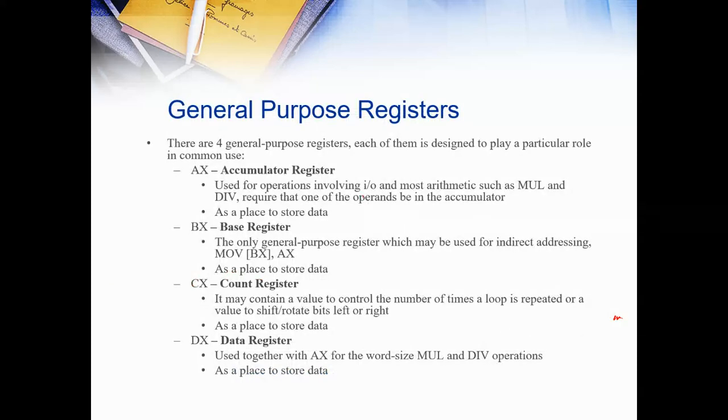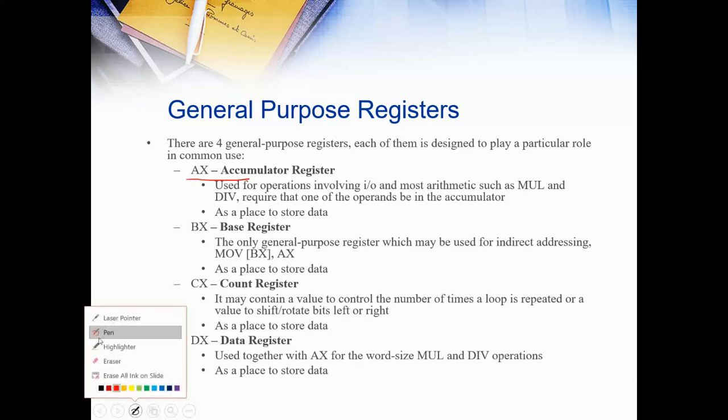Alright, so this is the general purpose register. There is mention about the AX. AX ni apa? AX ni accumulator register. So bila kita pakai accumulator register, nama dia pun accumulator register, normally it is used for any operation involving input output and most arithmetic operations lah. We have a base register, normally the only general purpose register we may use for indirect addressing, so that's why we use a base register.